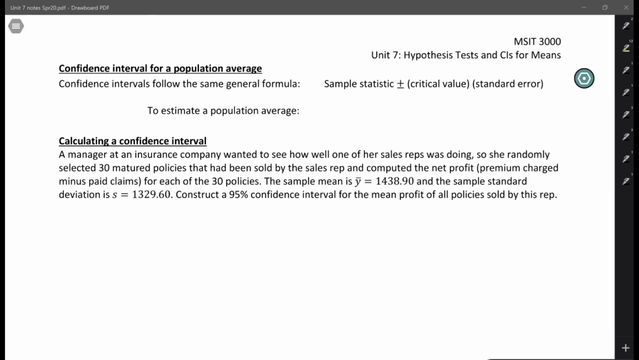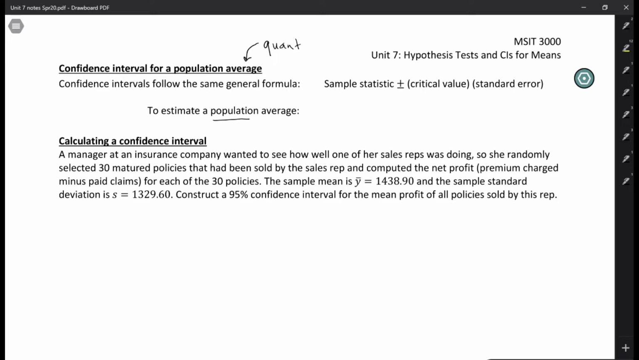So we've already done some confidence intervals back in Unit 6. What makes this unit different is that this is for an average. So this is again for quantitative data. So our goal here is to estimate the population average.